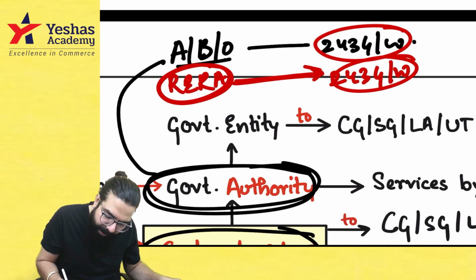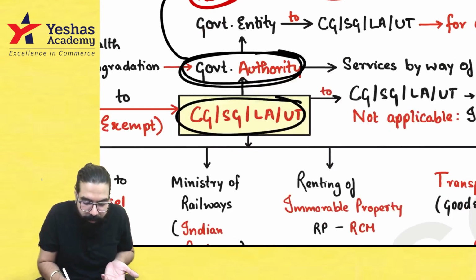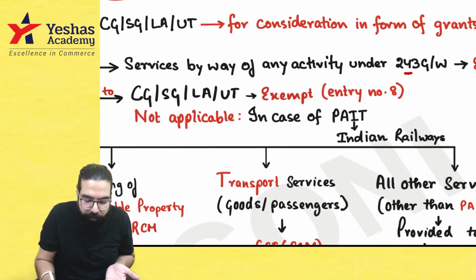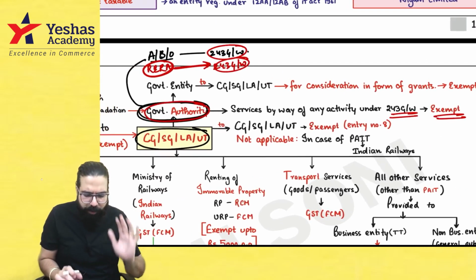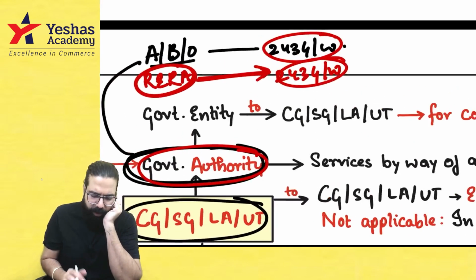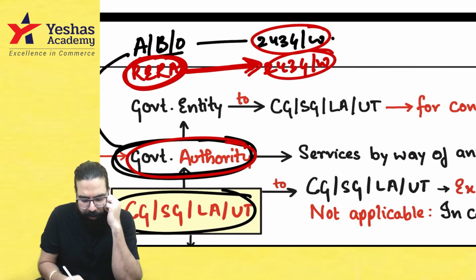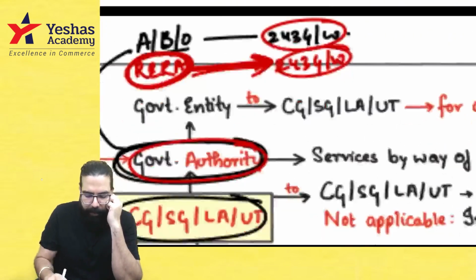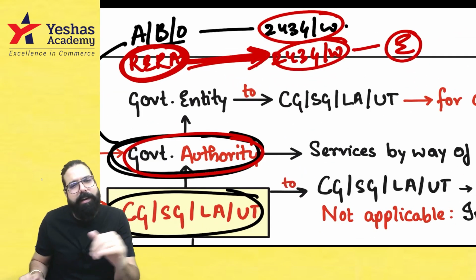So whatever they are doing, will GST come was the question. So the government told that when RERA, which is a governmental authority, is doing 243G and W work, it is exempted. That's all they have told. So sir, what should we do? You can write over here. When RERA does the work mentioned in 243G and W, then Baba, remember one thing, RERA's work is also exempt. So RERA will not charge any GST.